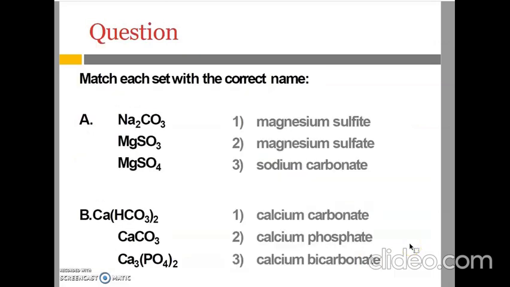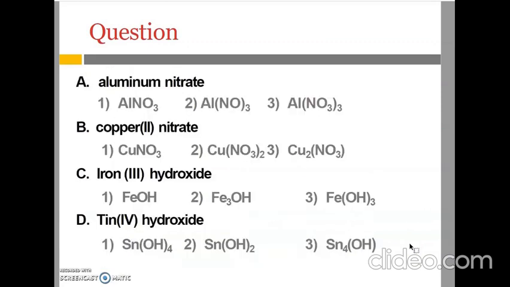So this is a question. Match each set with the correct name. You can try by yourself first, and then you can discuss with your lecturer.